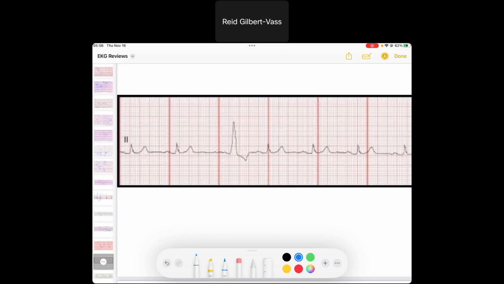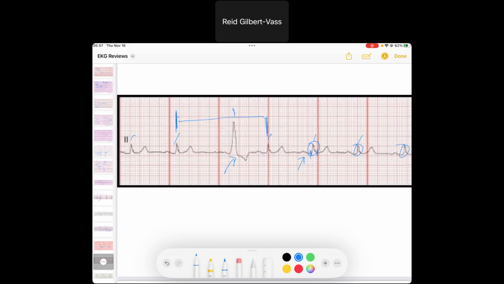So here we have beat, beat, funky beat, beat, beat, beat. All the normal beats have P waves in front of them. All the QRSs are looking the same. I'd call them narrow. And then you've got this funky beat here. It's not a premature beat, because if you look at the interval between this R and this R, this is happening kind of late.